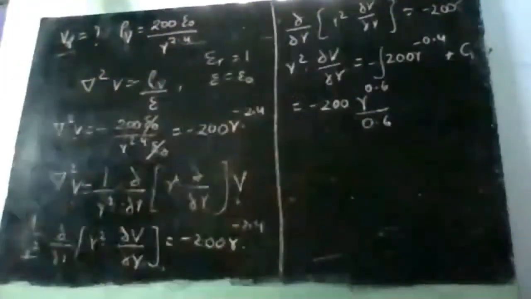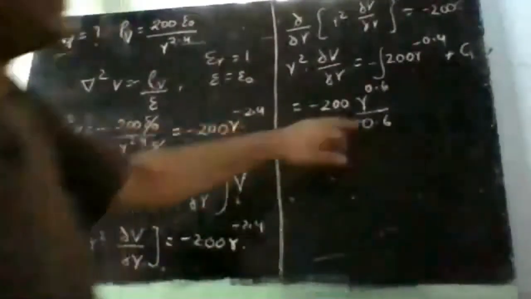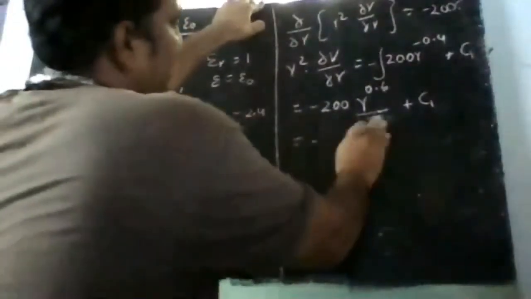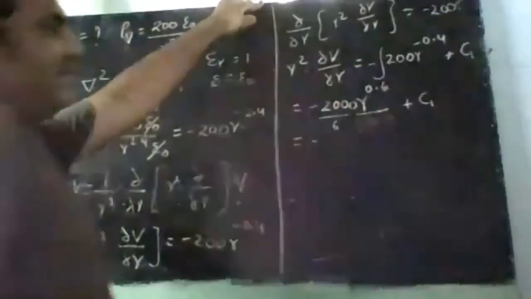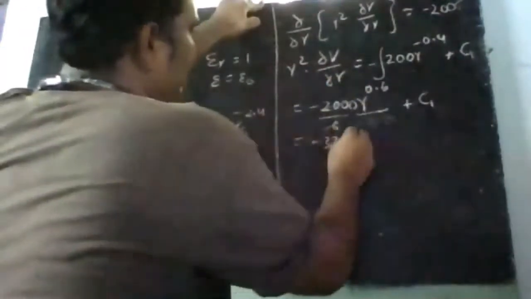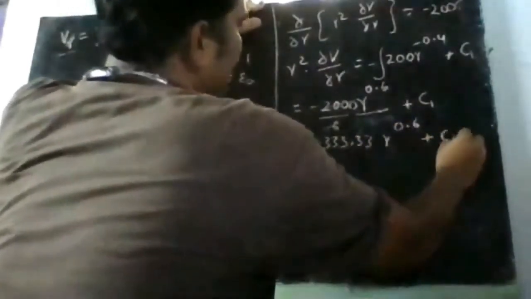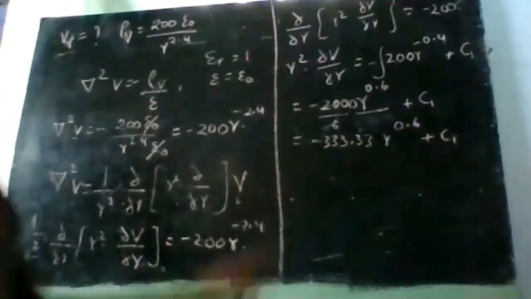So the formula for the integral of R power x is R power x plus 1 by x plus 1. So that is the case, right? Plus constant of integration C1. Okay, right? So minus 200 by 0.6, or this can also be written as 2000 by 6. Correct? 2000 by 6, so that means 1000 by 3. 1000 by 3 is minus 333.33 into R power 0.6 plus C1. Okay, correct? So this is the thing that we get.